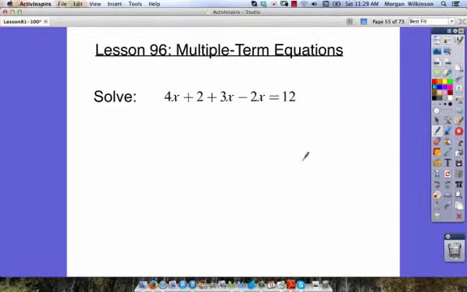Lesson number 96 is about multiple term equations. And our first question asks us to solve. We have 4x plus 2 plus 3x minus 2x is equal to 12.